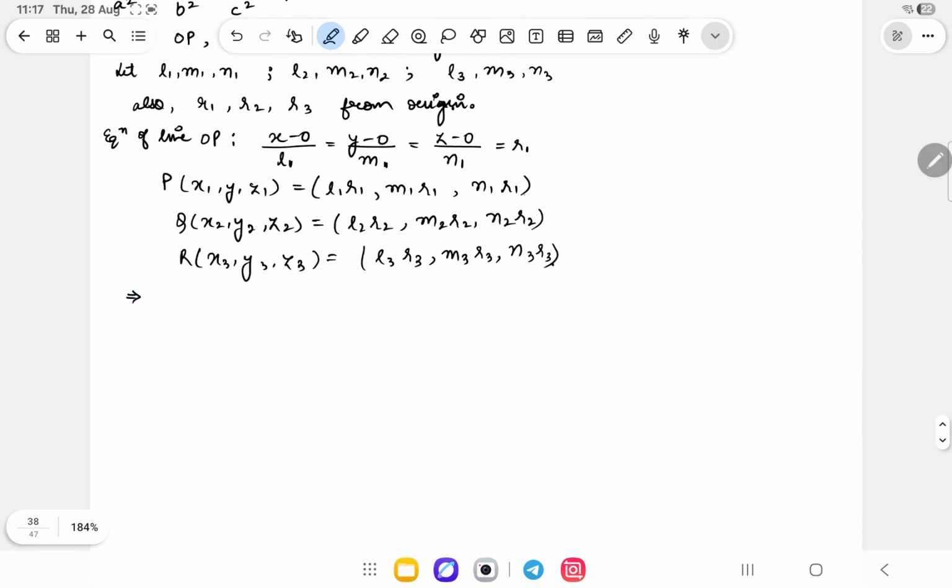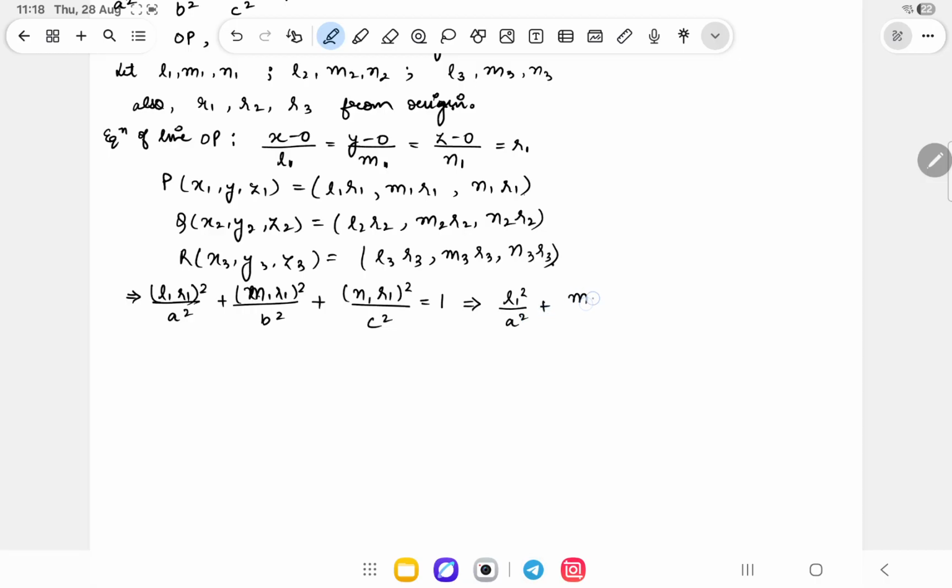Using that, we'll get (L1 R1) square by A square plus (M1 R1) square by B square plus (N1 R1) square by C square equals to 1. I got this when I substituted point P in the given ellipsoid. From here I'll get L1 square by A square plus M1 square by B square plus N1 square by C square is equals to 1 by R1 square. Let us name this as 1.